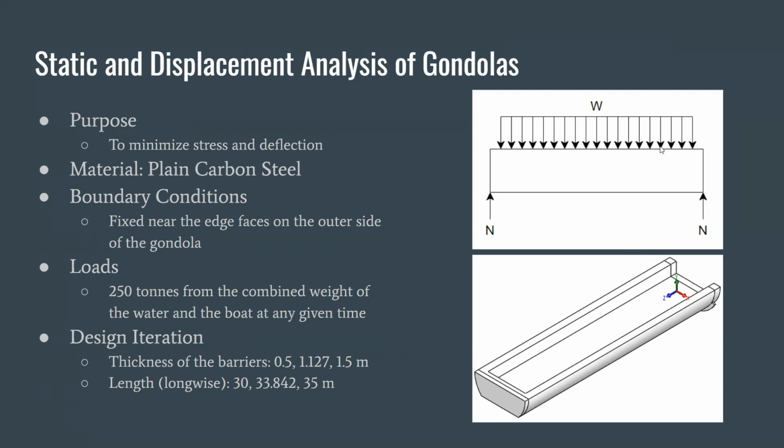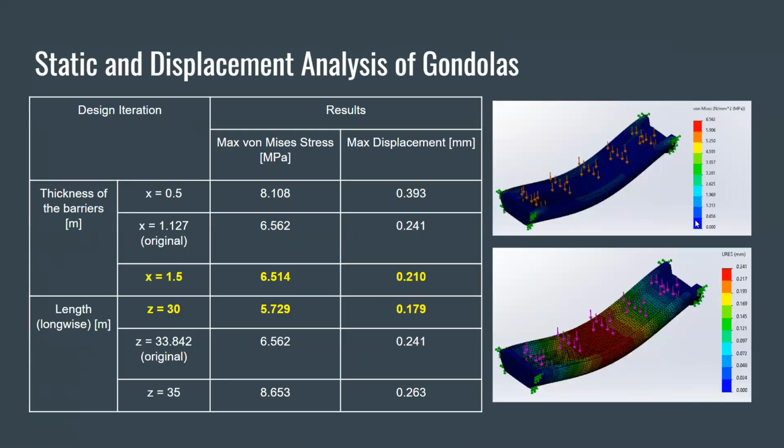The design iteration included varying the thickness of the barriers and the length of the gondola longwise. Its original barrier thickness was 1.127 meters, and its original length was 33.842 meters, which represents the actual size of the gondola. As depicted from the analysis, it was determined that increasing the barrier thickness and decreasing the length would result in lower maximum stress and displacement values, as depicted in the next slide. So the optimal dimensions of the barrier thickness and length would be 1.5 meters and 30 meters respectively.